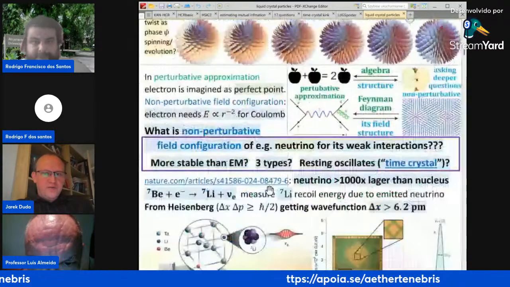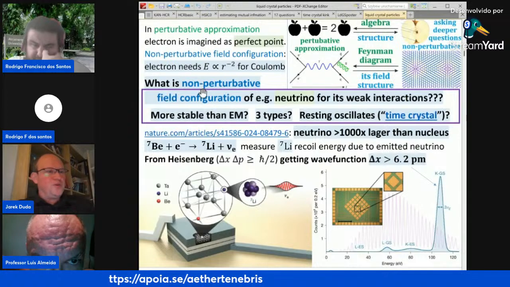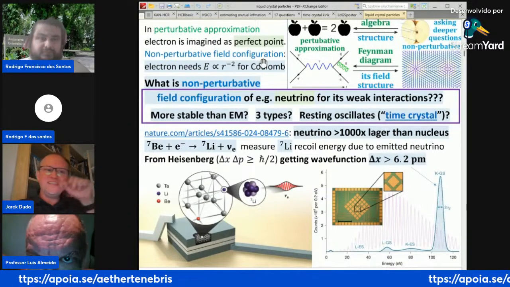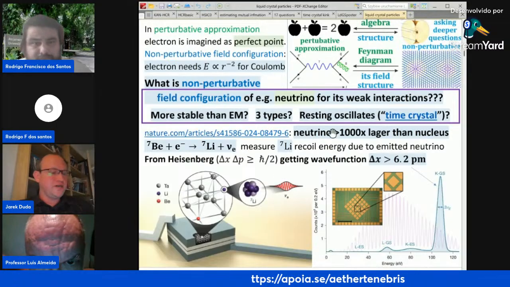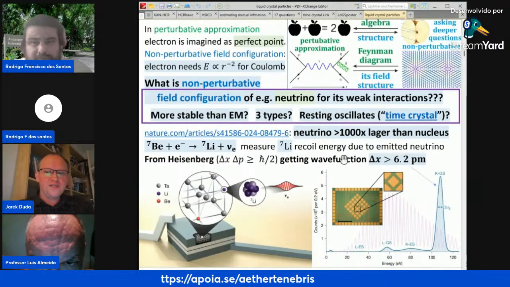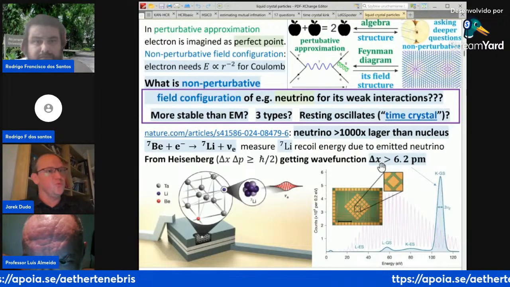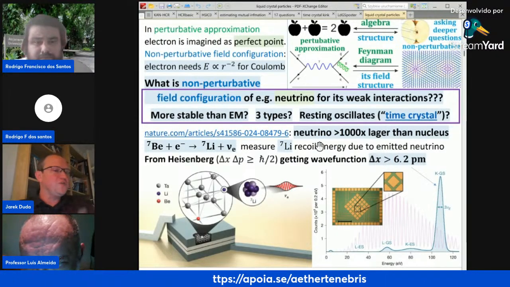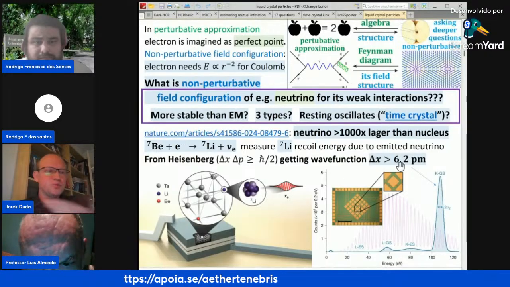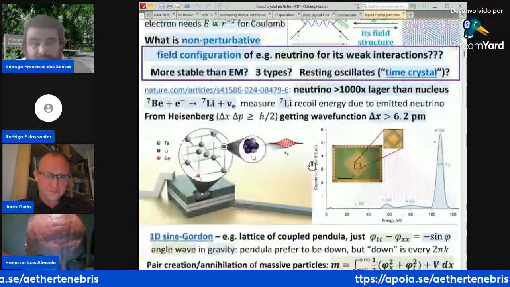The second particle for which we know that there is some oscillation is the neutrino. Again it is seen as a perfect point, but for example, there is a recent article showing that in fact it is like 6 picometers, around 1,000 times larger than a nucleus. This is a wave packet, but still we should ask what is the field configuration hidden in this huge size. I will also talk about it.